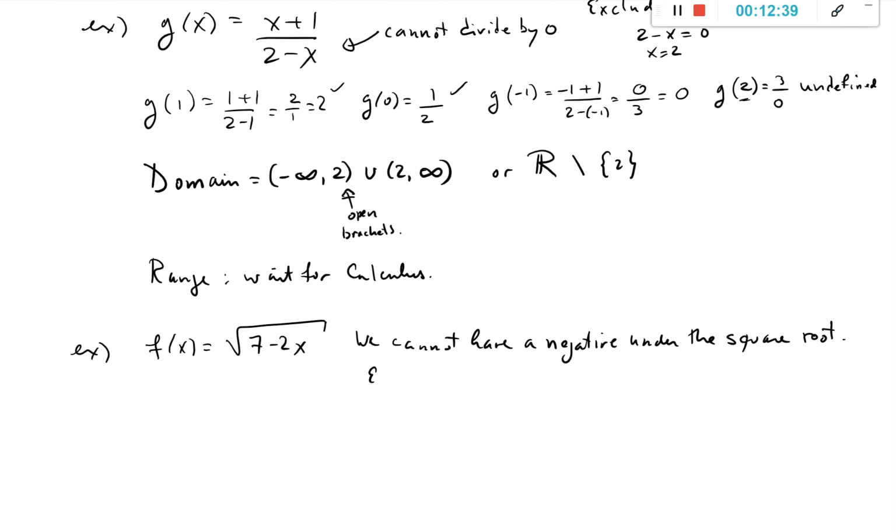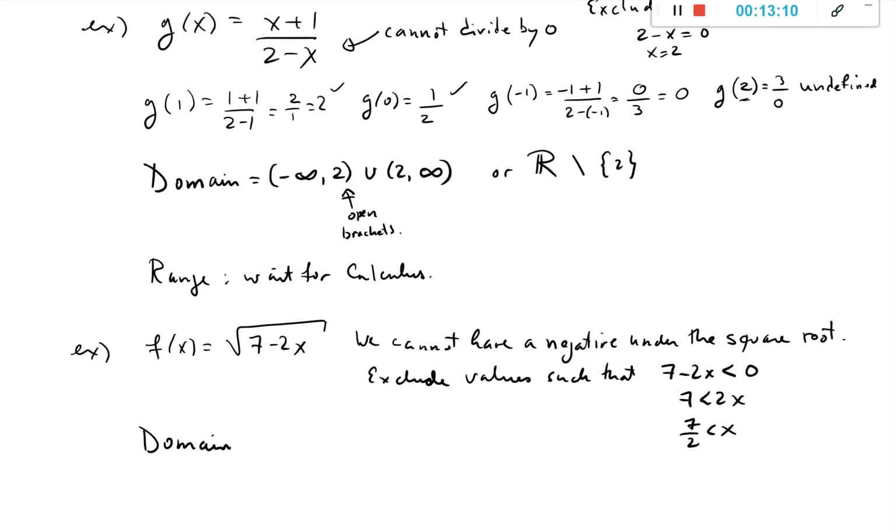So I'm going to exclude values such that 7 minus 2x is negative. We don't want that. So here we have to solve this inequality. You can actually see where solving inequalities is useful. So we have to exclude every x that's above 7/2. So anything else is acceptable. Let's be careful.